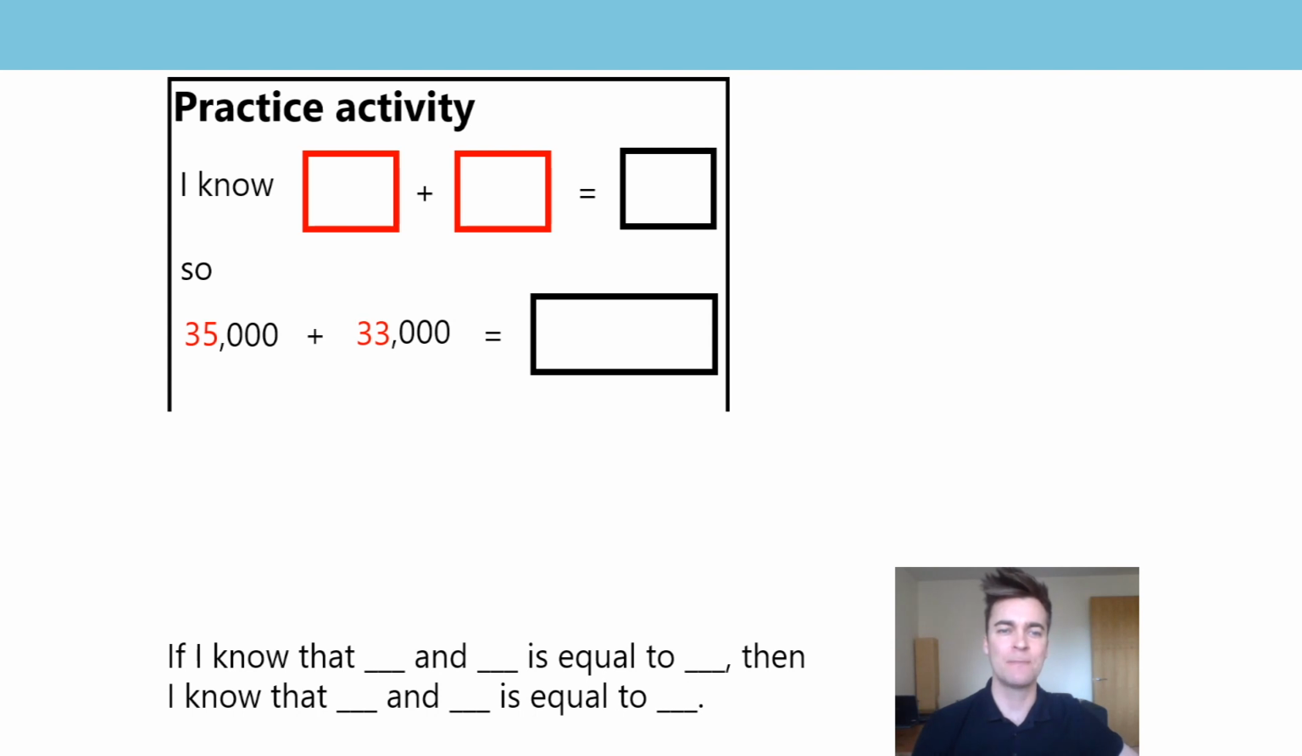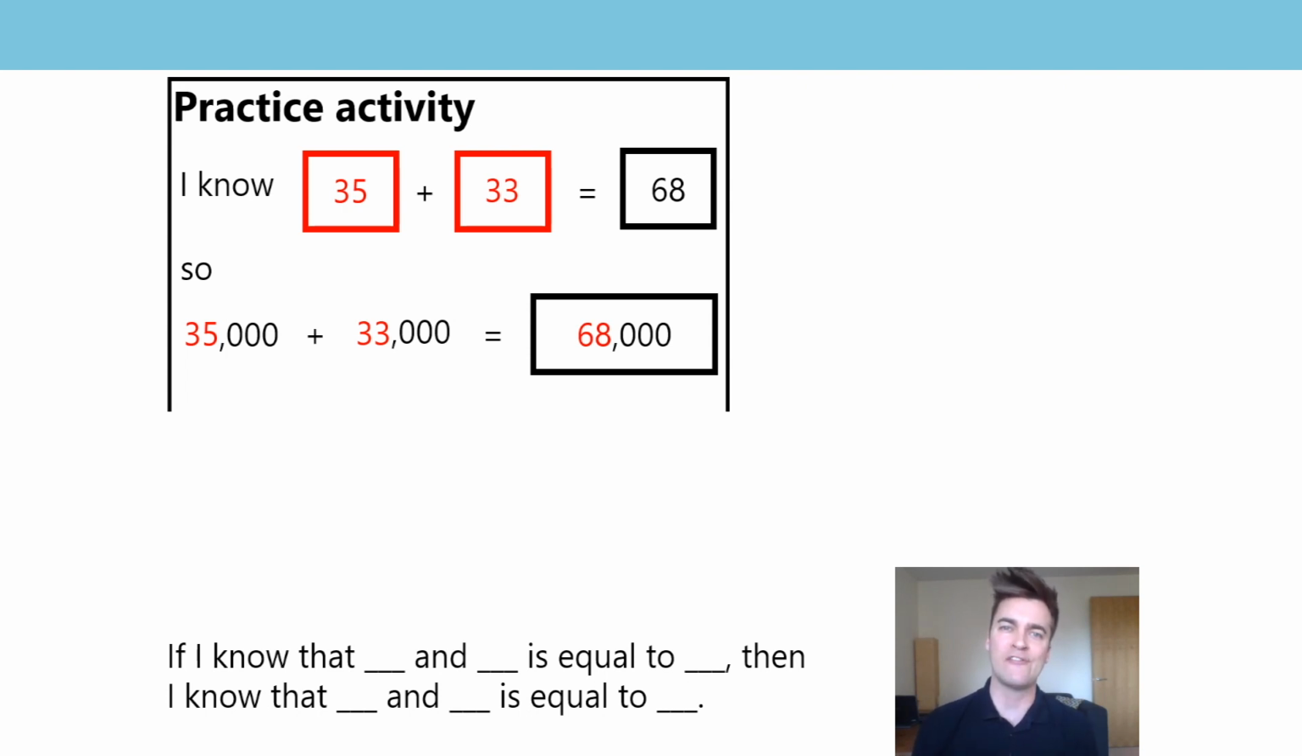But I wonder if the red parts caught your attention and you were able to connect them back to a fact or a little bit of mental working out. That stem sentence at the bottom, 35 ones. Join in if you can. If I know that 35 ones add 33 ones is equal to 68 ones, then I know that 35,000 add 33,000 is equal to 68,000.